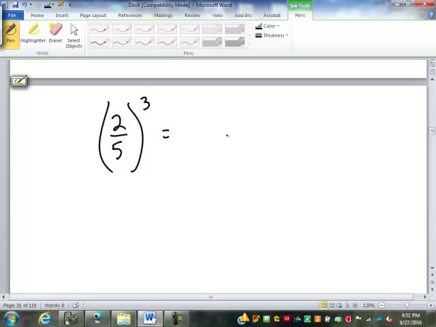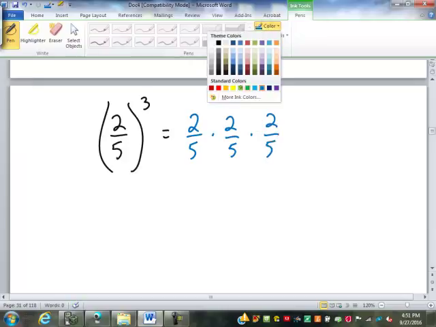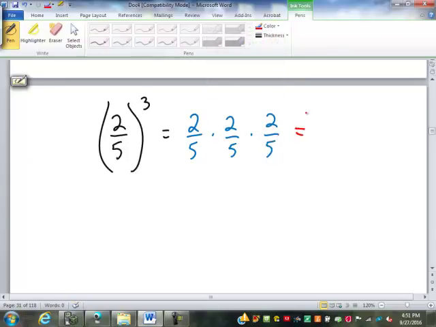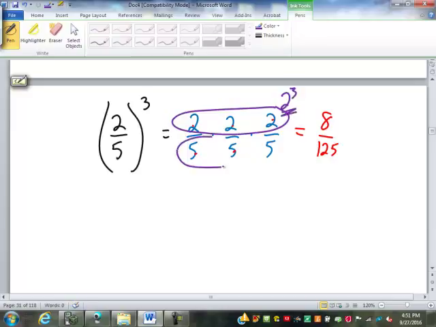So now let's take a fraction to a power. 2/5 to the 3rd power means 2/5 times 2/5 times 2/5. Well, when we multiply, we're just going to multiply across the numerators and then multiply across the denominators. 2 times 2 times 2 makes 8. 5 times 5 times 5 makes 125. But more importantly, 2 times 2 times 2 is just 2 to the 3rd power. 5 times 5 times 5 is just 5 to the 3rd power, isn't it?